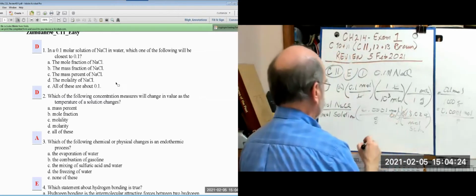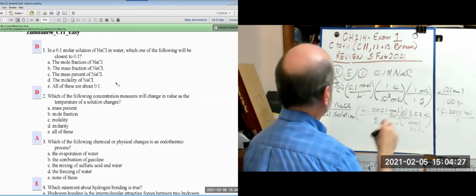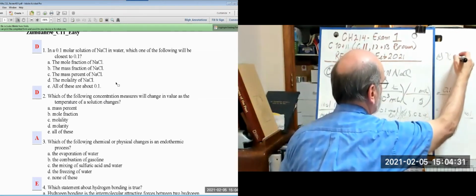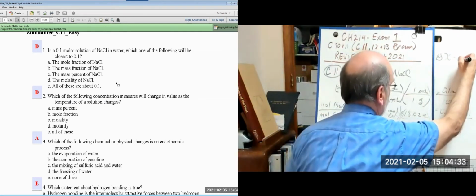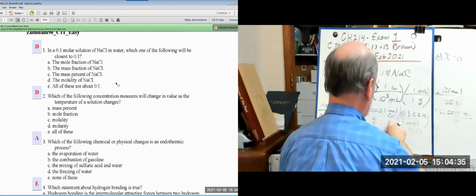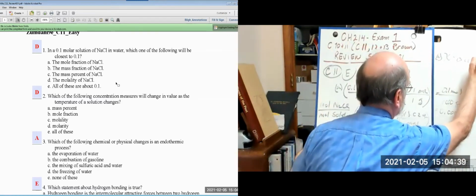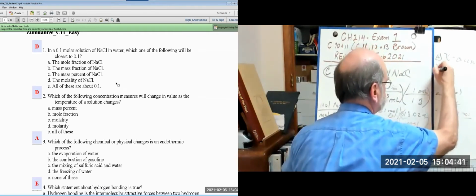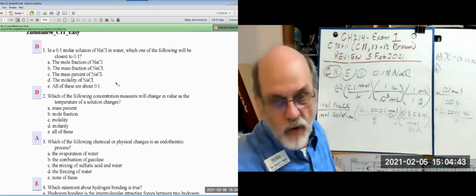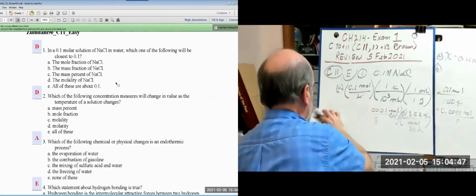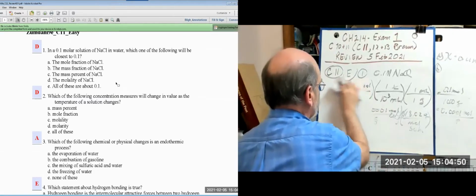So mole fraction would be, okay, so A, its mole fraction would be 0.0018. That's nowhere near the value of 0.1. Way off. So let's look at B.